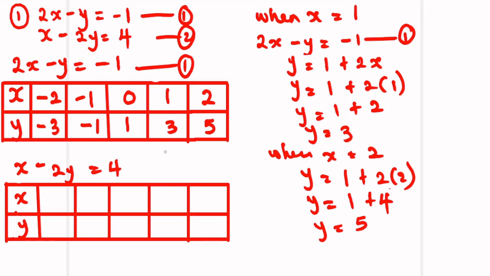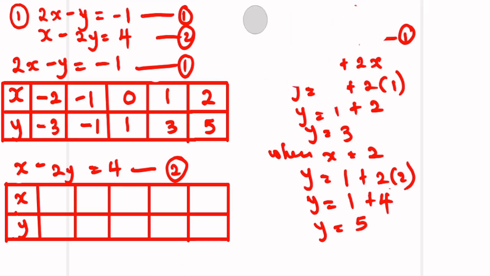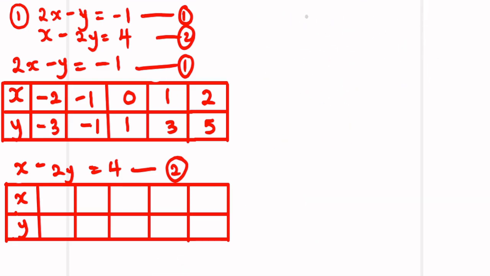Now, just as we did for equation 1, we're going to repeat the same procedure for equation 2. So for equation 2, x minus 2y is equals to 4. Now let's make y the subject of formula. Minus 2y is equals to 4. When plus x crosses equation sign, it turns to minus x.